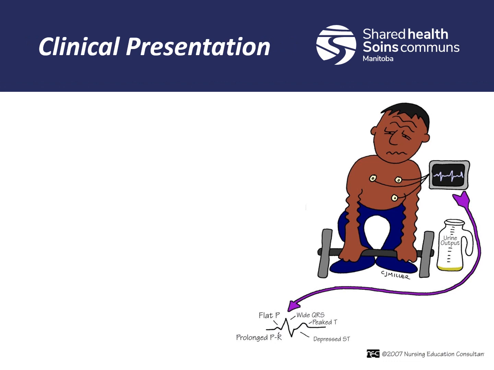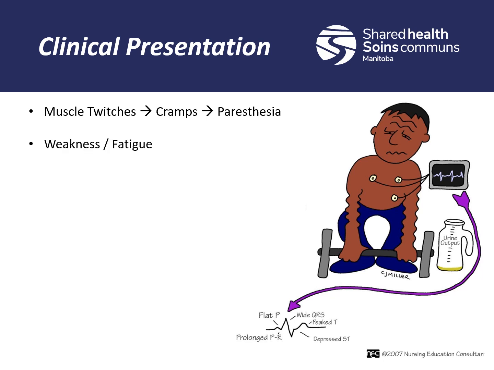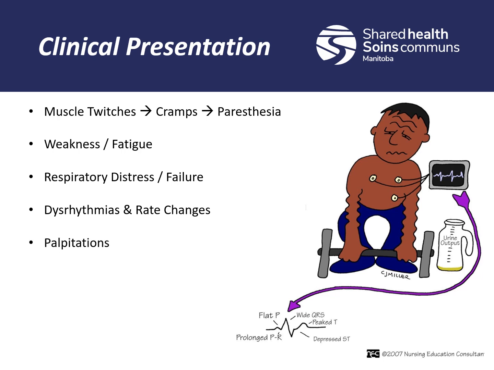So when someone has hyperkalemia, we know it's not always due to a missed dialysis treatment. So what is that patient going to look like? What are other signs and symptoms that would indicate that your patient is experiencing hyperkalemia? They can experience muscle cramping, twitching, paresthesia, weakness and fatigue, respiratory distress and failure, arrhythmias, any ECG changes, palpitations, nausea, vomiting, chest pain, and even cardiac arrest.